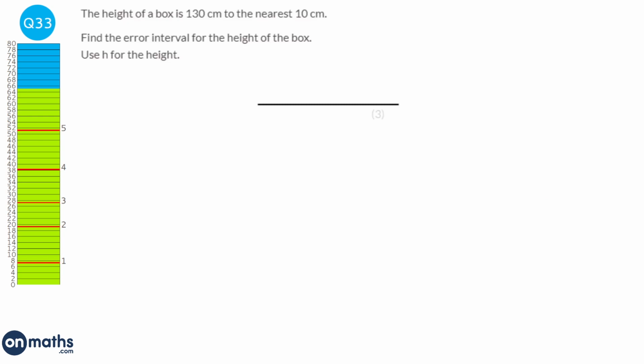To find an error interval, I first of all start with drawing a number line. And the box is 130 centimeters, so we're going to put that in the middle when rounded, and its thickness is 10 centimeters. So what I'm going to do is take away 10 centimeters, which would be 120, and add 10 centimeters. So the number line will be going up in tens because it's rounded to the nearest 10.